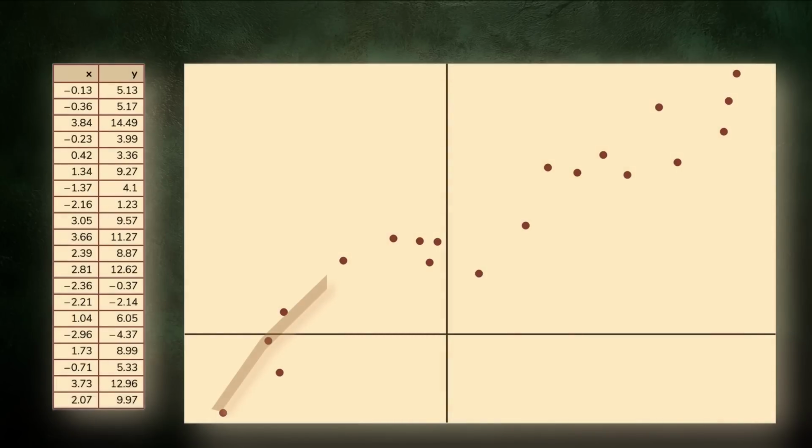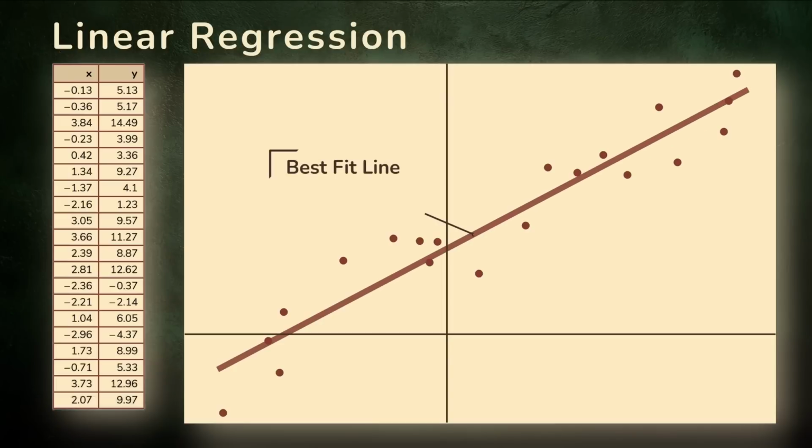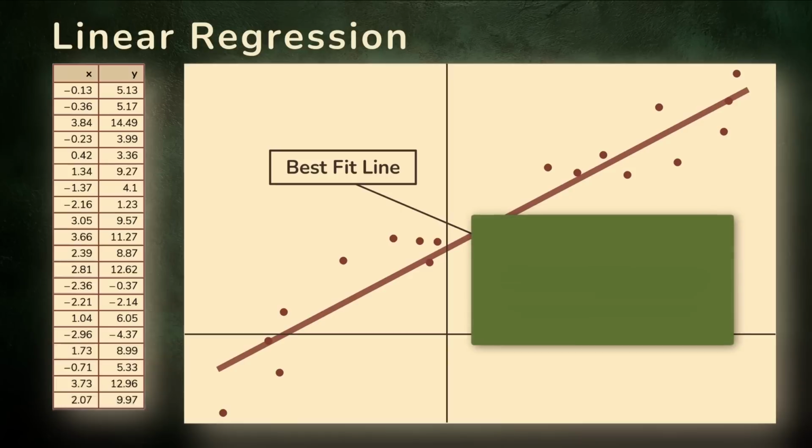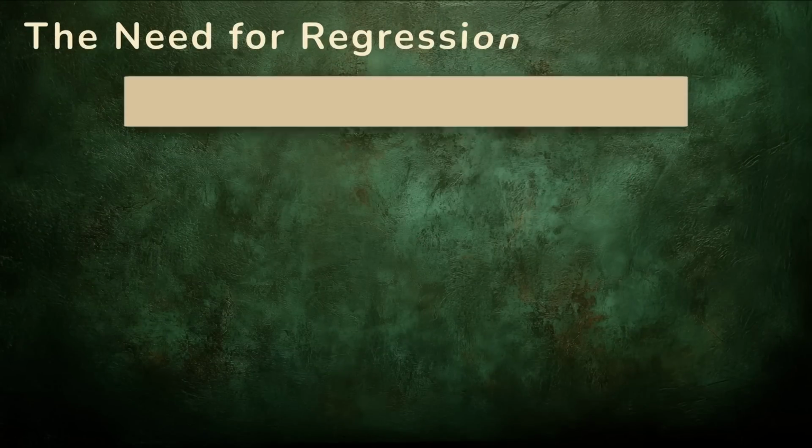What do you do when the data wants to form a line, but doesn't quite get there? That's where linear regression comes in. By the end of this lesson, you'll know how to take a messy cloud of data and find the line that fits it best. A best fit line, if you will. We'll show you how to measure the quality of the fit, minimize the errors, and calculate the equation of that line.